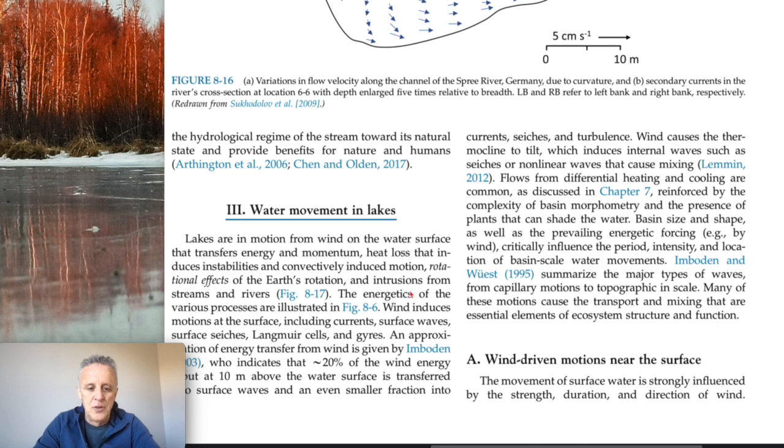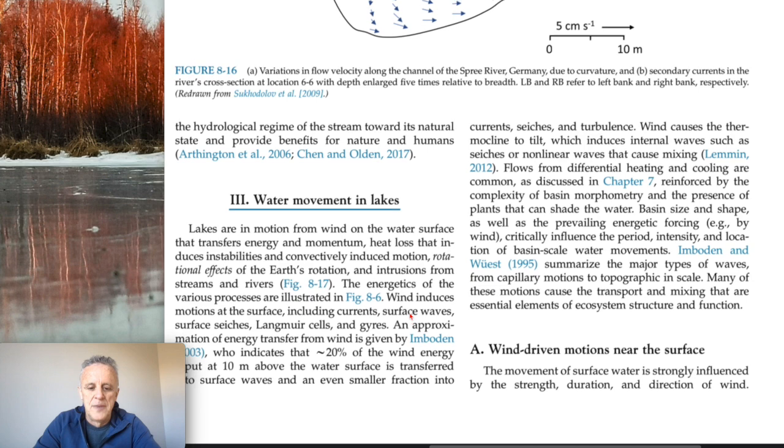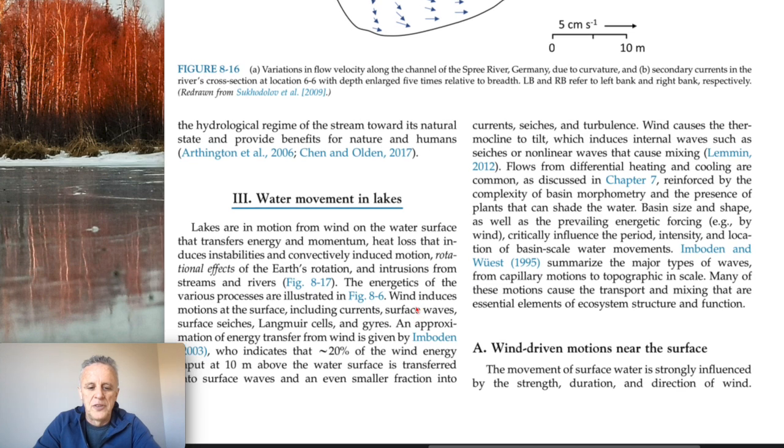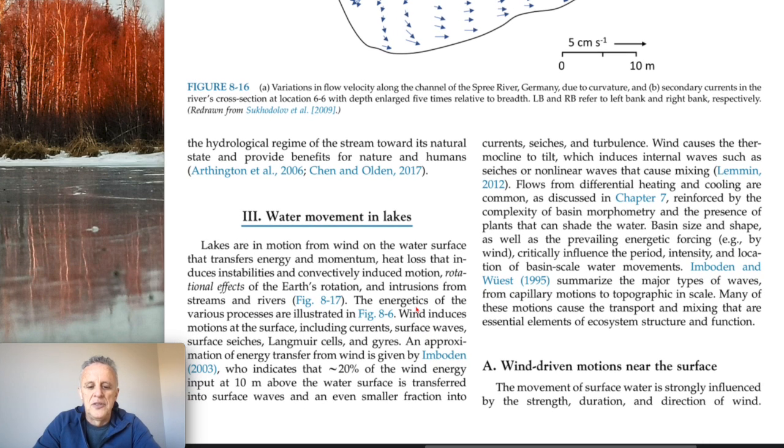Lakes are in motion from wind on the water surface that transfers energy and momentum, heat loss that induces instabilities and convectively induced motion, rotational effects of the Earth rotation, and intrusion from streams and rivers. The energetics of various processes are illustrated in figure 8-6. Wind induces motions at the surface, including currents, surface waves, surface seiches.